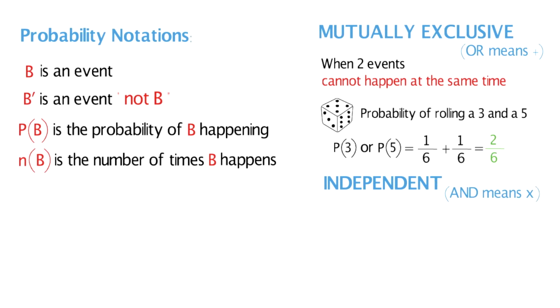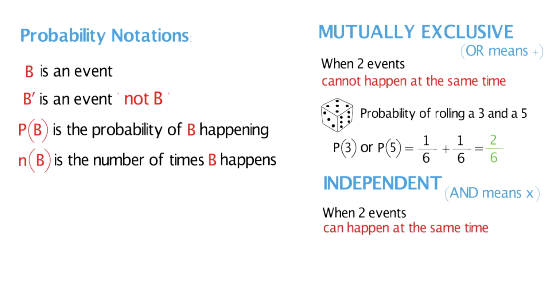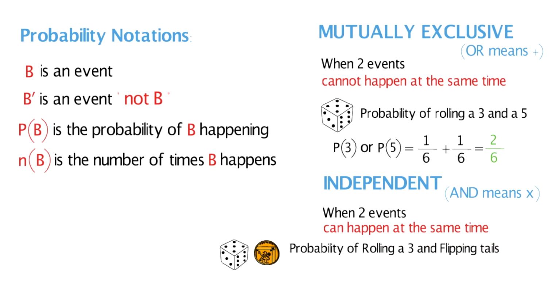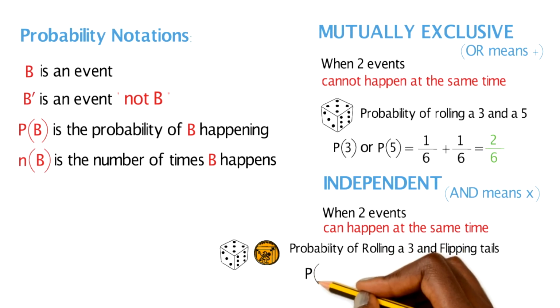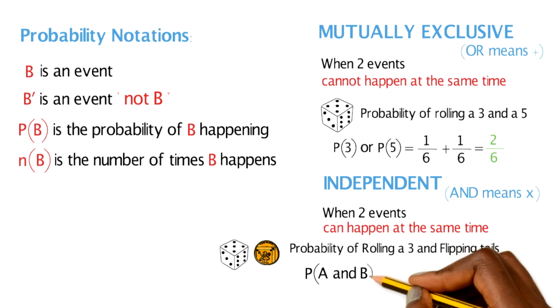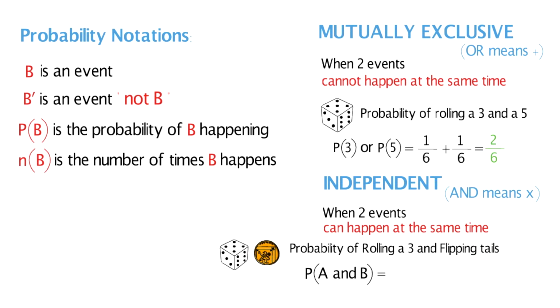And I'll explain why. The reason is that these are when two events can occur at the same time. So I'm going to give an example. For instance, we have our dice, but let's say you have a coin as well. And let's say you're working out the probability of rolling a 3 and flipping a tails. Well, you can do that both at the same time, because they're two different events. And so you'd work out the probability of rolling a 3, and you'd work out the probability of rolling a tail. And because they can happen at the same time, this is represented as "and", and we multiply them together.